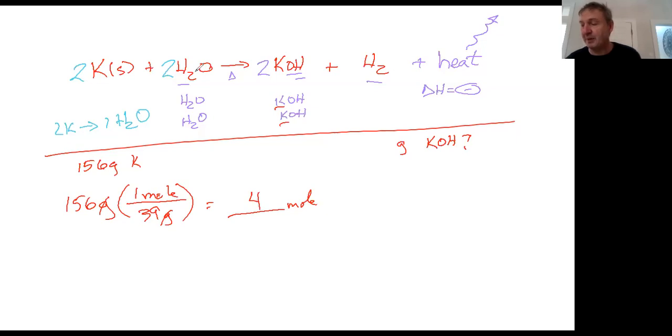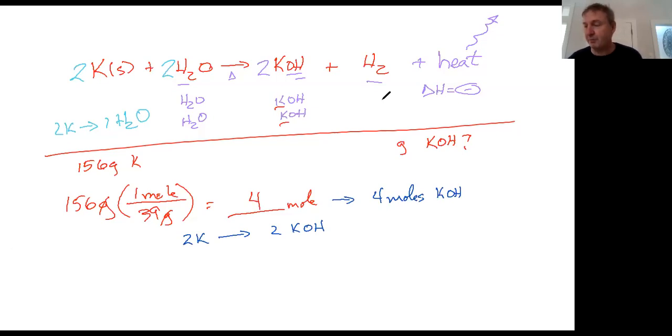We're not asked about potassium. We're asked about potassium hydroxide. What do we know? We know that 2K makes 2KOH. In other words, whatever the potassium moles is, the potassium hydroxide is the same. That's awesome because that means we have 4 moles of KOH.